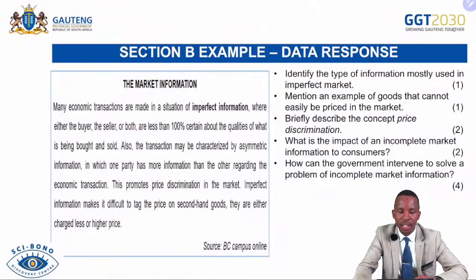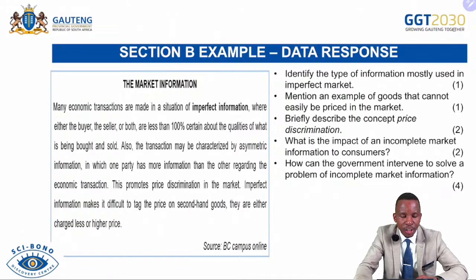And then another data response. We are given the extract here, the market information. Remember, it is very important that we know the effect of unavailability of information in the market. If there's incomplete information in the market, how does that affect economic stakeholders when we talk about consumers, producers, as well as workers? So the extract reads as follows.